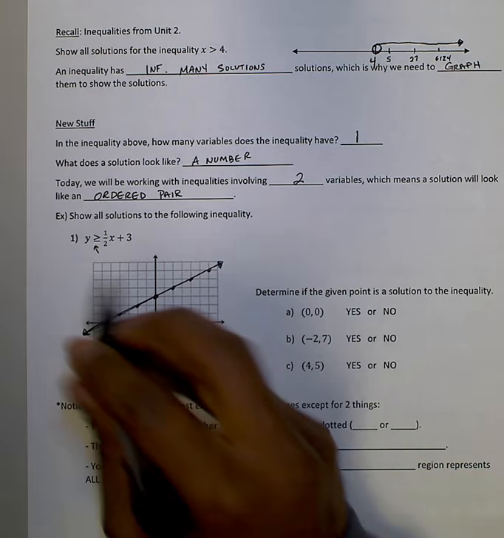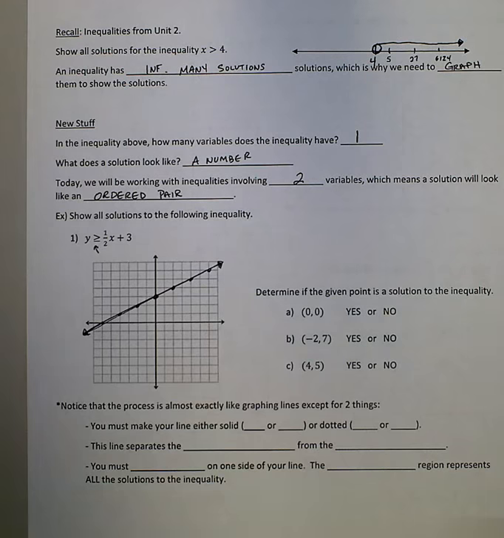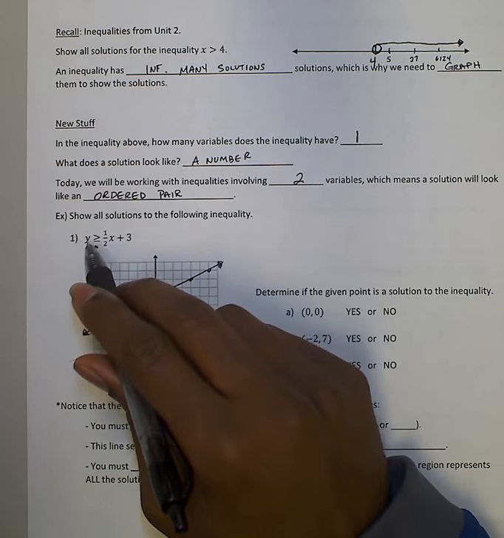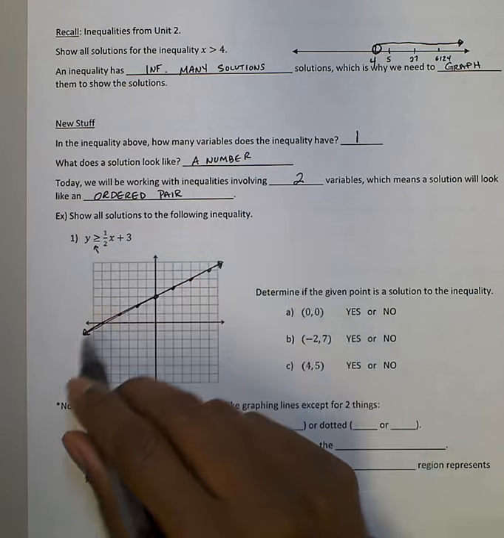And so it says y is greater than or equal to 1/2 x plus 3. Excuse me. So we can determine whether a point is a solution a couple different ways. The first way is we could plug in. Actually, let's do more than this. So y is greater than or equal to 1/2 x plus 3. We graph the line.